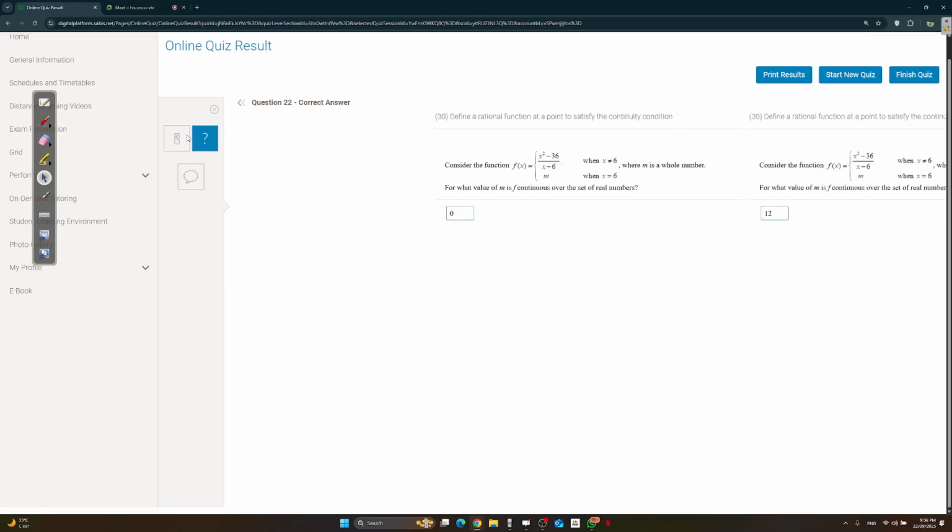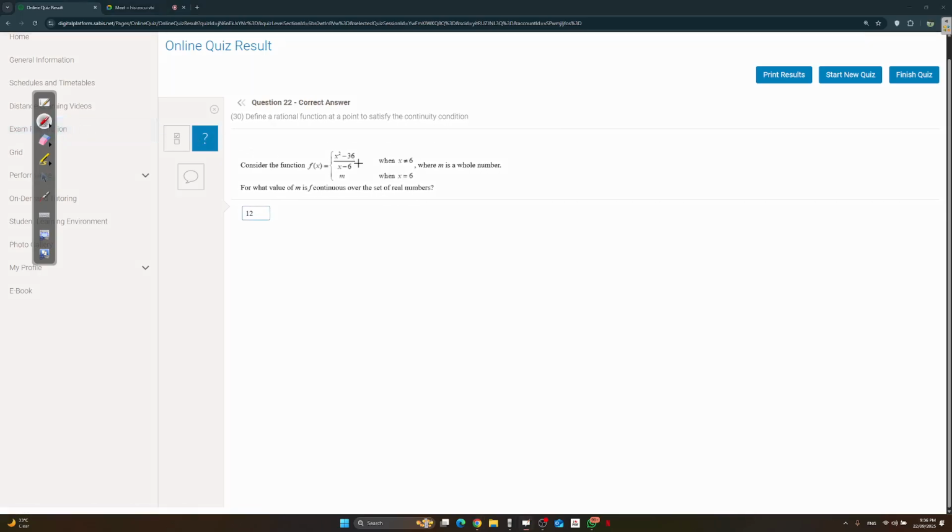Question 22. This one, again, very easy. You just have to check what this limit is equal to at x equals 6, right? Substituting 6 squared minus 36 over 6 minus 6 will get you 0 over 0. So you have so many different ways to do this. You can factor. So it's going to be x minus 6, x plus 6 over x minus 6. Cancel, cancel. You're going to get x plus 6, so 6 plus 6, which is 12.